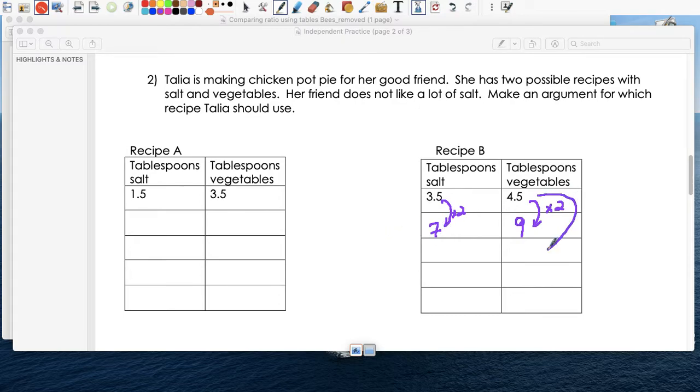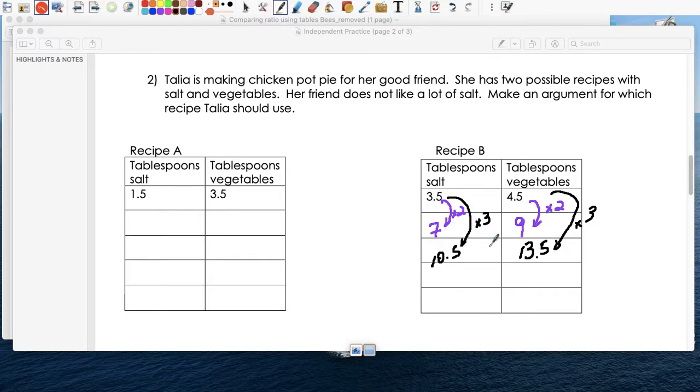So let me do another one. Times 3. Should have used a different color. Aquí por 3. So 4.5 times 3 is 13.5. And 3.5 times 3, a ver, es 10.5. So cuando uso 10.5 cucharadas de sal, I have to use 13.5 of vegetable. 7 of salt, I have to use 9 of vegetable.